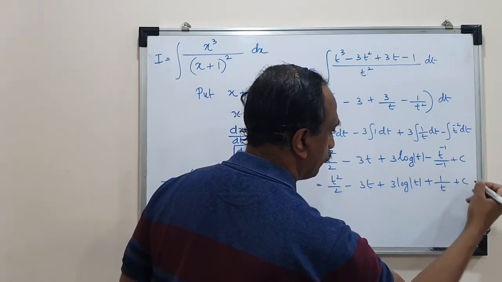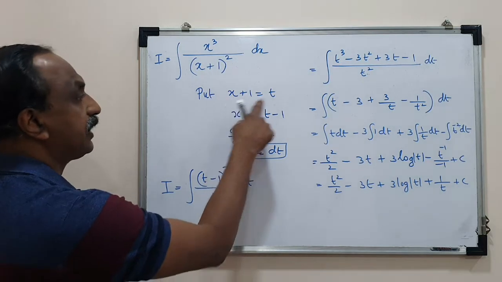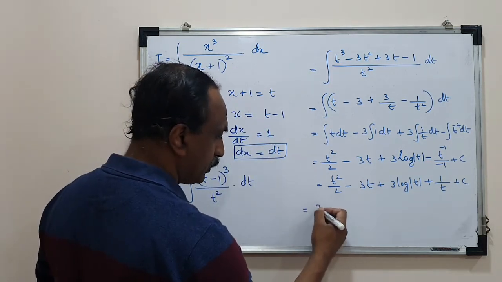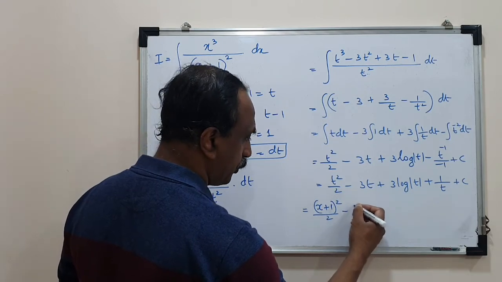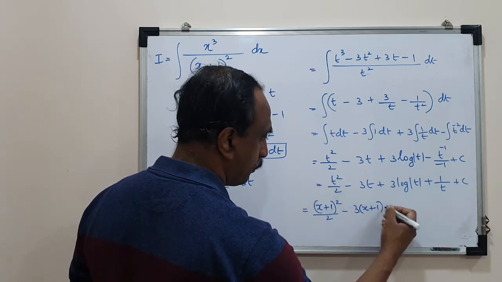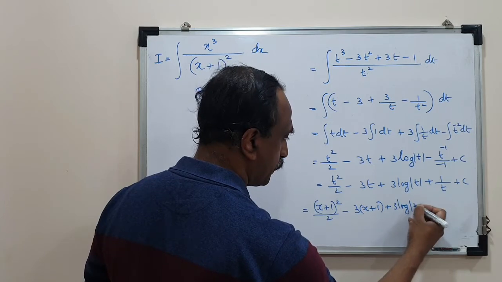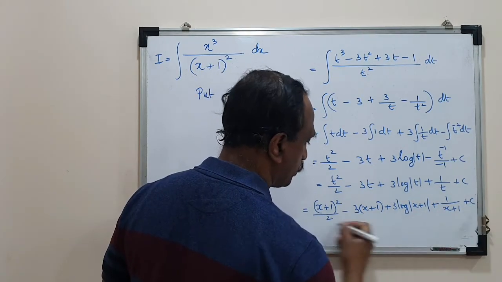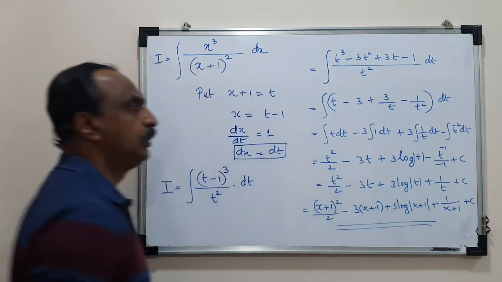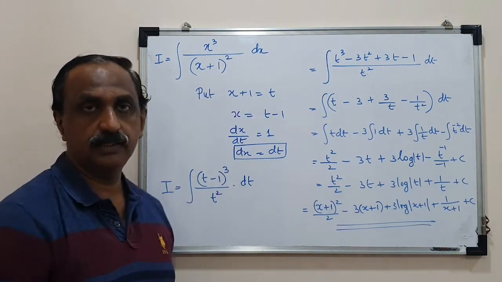So t square by 2 minus 3t plus 3 log modulus of t plus 1 upon t plus c. Now wherever t is there, replace it by x plus 1. So x plus 1 the whole square by 2 minus 3 into x plus 1 plus 3 log modulus of x plus 1 plus 1 upon x plus 1 plus c becomes your final answer. This is how you can easily integrate such a function.